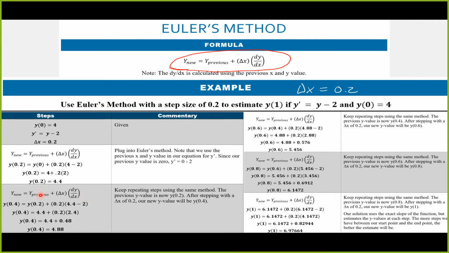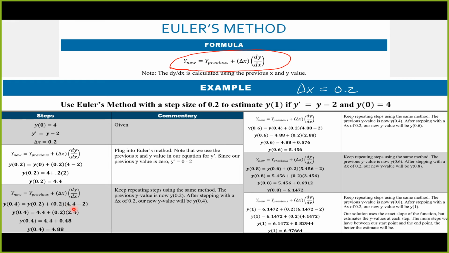So I'm going to do the exact same thing for step 2. Now my previous y value is what I had in the previous step, so my previous y value is now 4.4. I'm going to plug that in: my y value at 0.2 is 4.4. My change in x is still 0.2, but my slope has changed because my previous y value changed. So instead of plugging in a 4 like I did last time, since that was my previous y value, I now need to plug in my y value at 0.2, which is 4.4.